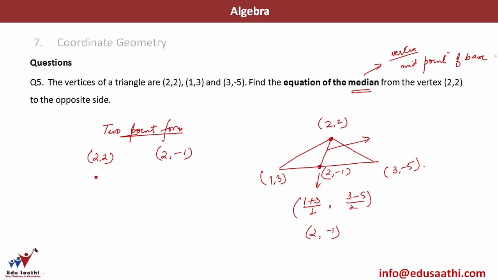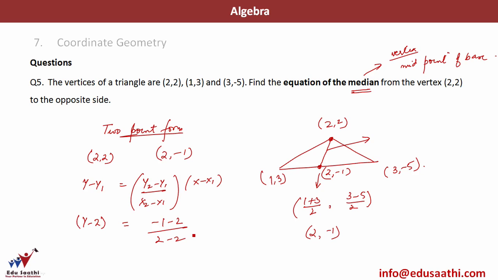So I can find out the equation using y minus y1 equals y2 minus y1 over x2 minus x1 into x minus x1. You can again take any point as x1, y1 or as x2, y2, your wish. So I am just using y minus 2 is equal to minus 1 minus 2 over 2 minus 2. Now if you look here, this thing is coming out to be 0.